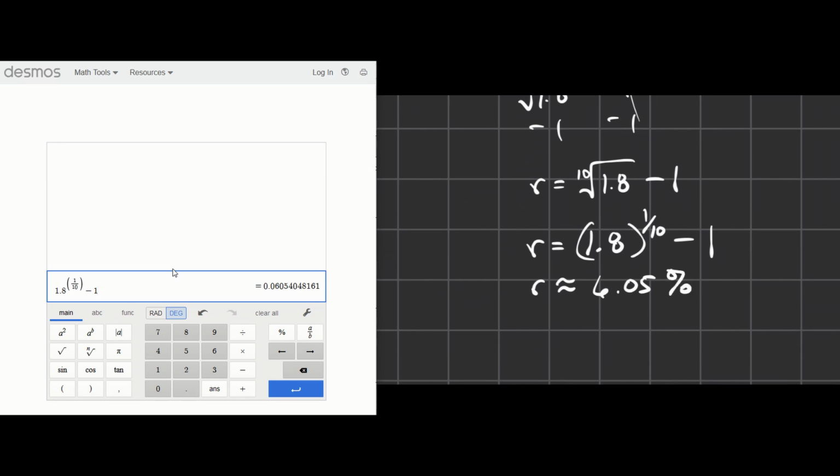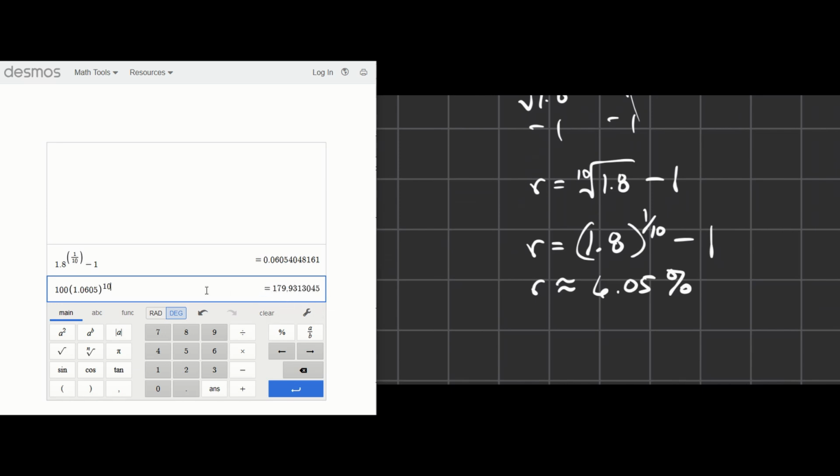All right, if we do a little bit of rounding, that's actually the rate that you would get every year in order to get 80% return over 10 years. You can double check this by just popping it into the calculator. So again, say you start with $100 and you want to get a 6.05% return over the course of 10 years. You can see you get up to about $180 right there.